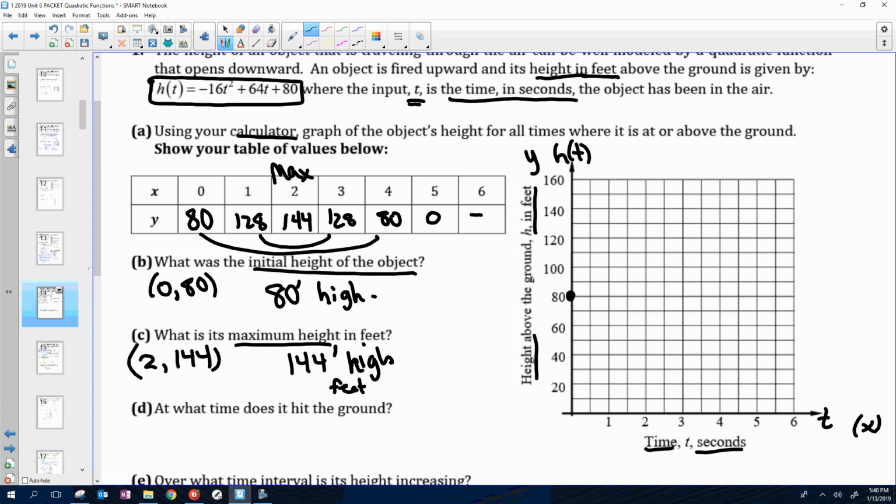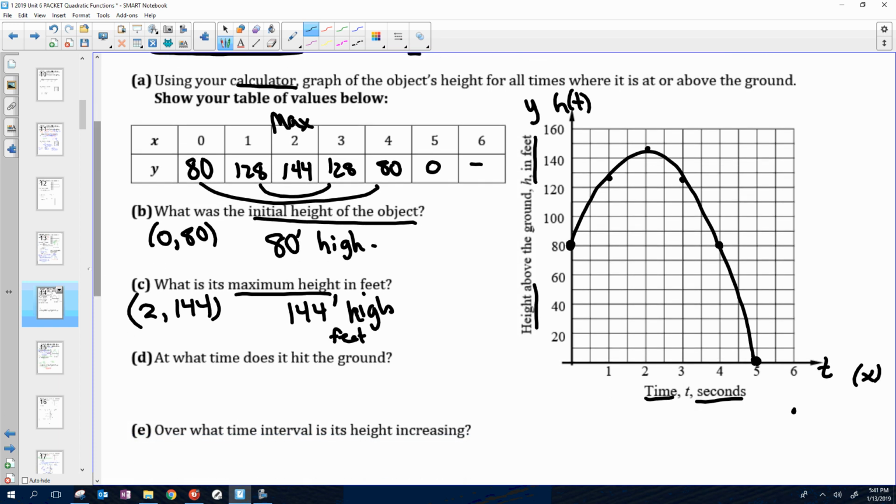So let me plot a couple of these points. At 1, it was 128. That would be about right here. At 2, it was 144. That's about right here. At 3, it is back down to 128. At 4, it's 80. It's very symmetrical. At 5, it's down to 0. And at 6, it was negative something, below the axis. So here's my graph. You should be able to plot those points and graph that also. If you need to stop the video to do that, no problem.